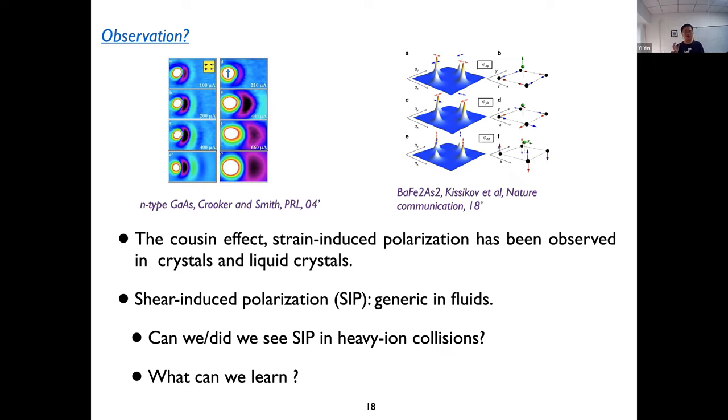We know that in heavy ion collisions, in general, the shear is sizable, comparable to the vorticity effects. So the question we can ask now is, can we see this shear-induced polarization, or SIP, in heavy ion collisions? Or maybe a better way to put it: did we already see this SIP effect in experimental data? And the next question we want to ask is, what can we learn? So now I want to do some phenomenology.